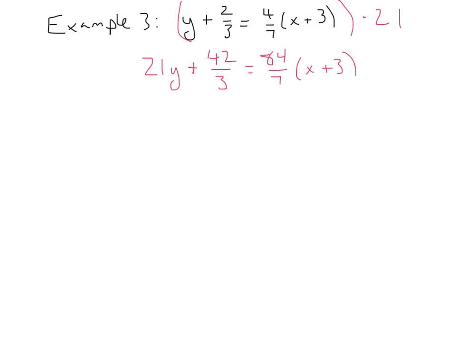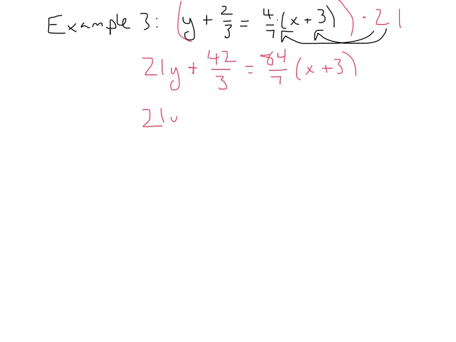Now, a lot of people make a mistake here where they try to distribute the 21 to here and to here. You don't need to distribute multiplication over multiplication, right? Because the 4 sevenths gets multiplied by the x plus 3. We only need to multiply once into there. If you're at all confused about that, please see me because this is really important and it's a mistake that keeps coming up. So we can go ahead and deal with these fractions.